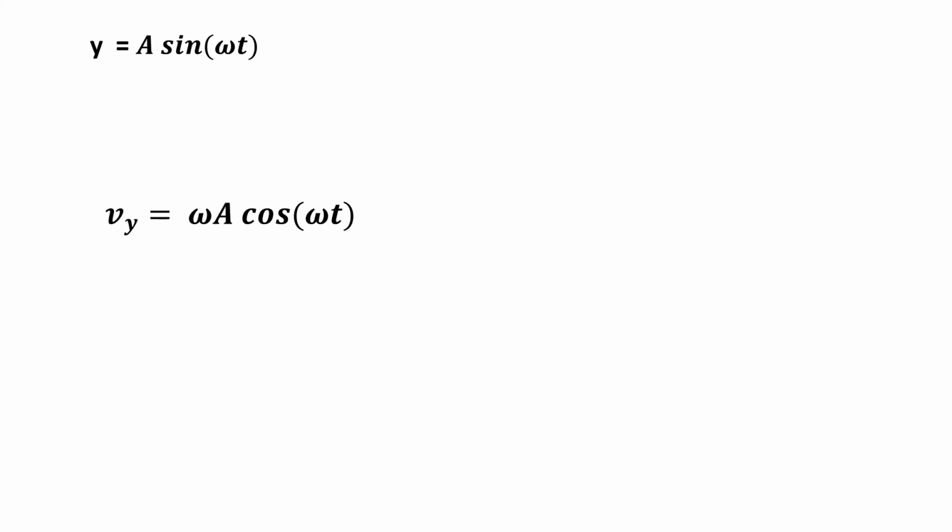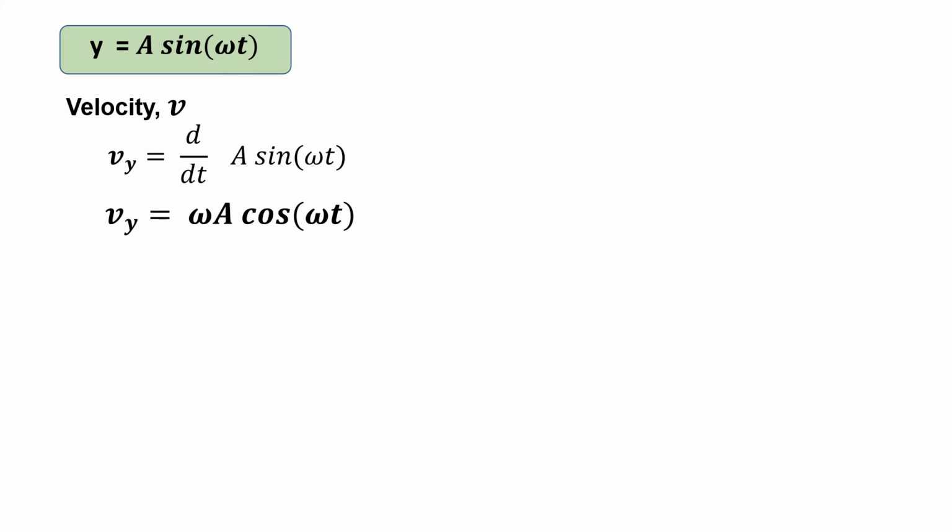Kembali kepada persamaan asas, simple harmonic motion displacement in terms of t, y is equal to A sin omega t, kita derive dy terhadap dt, kita akan dapat v. So, v is equal to dy over dt. Kita akan dapat Vy is equal to omega A cos omega t. Okay, Vy kita perolehi daripada dy over dt.